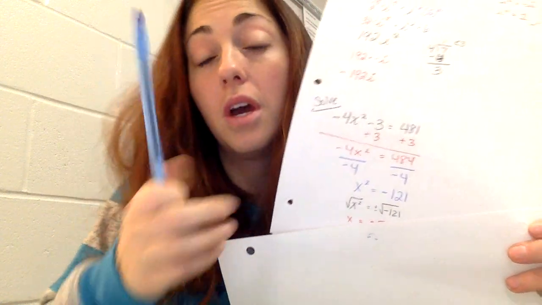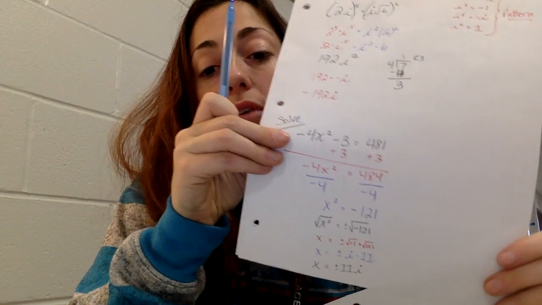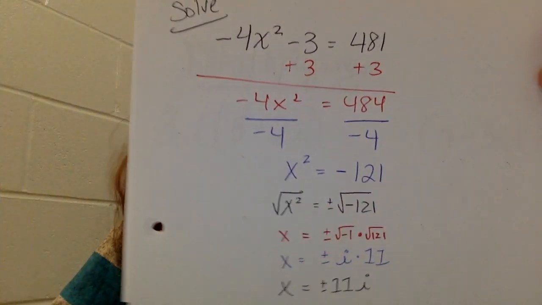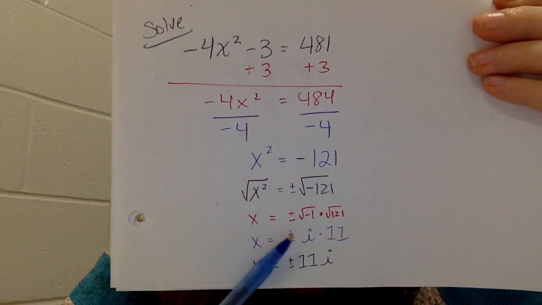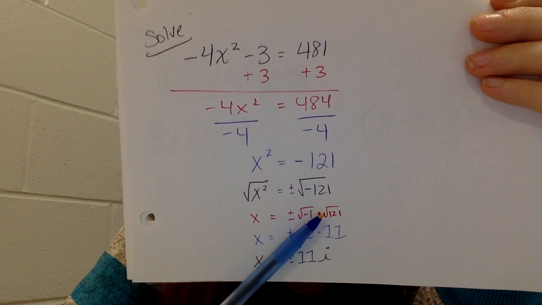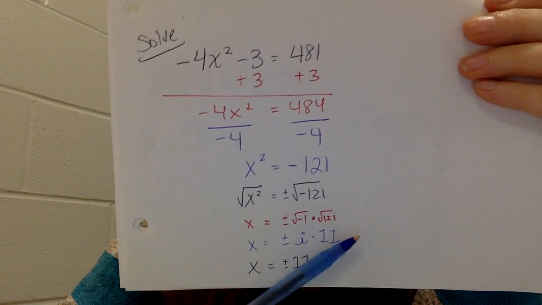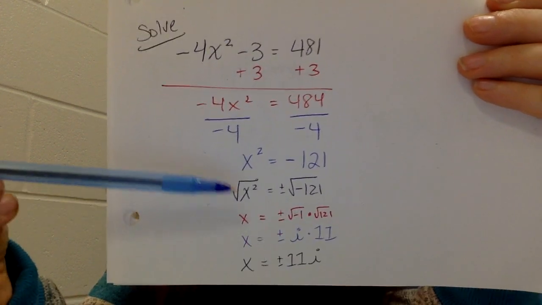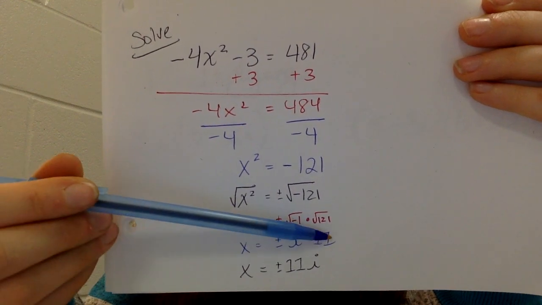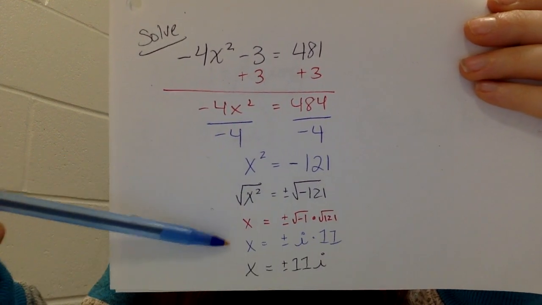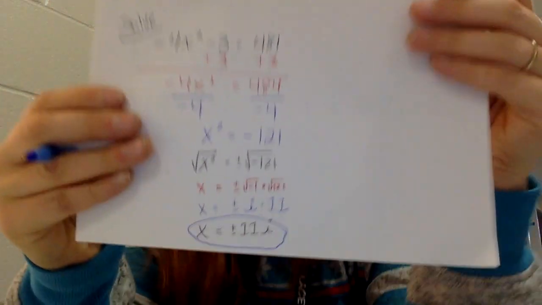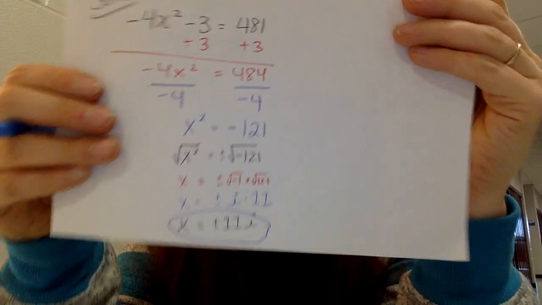And then, hey, we have to break it down just like we've already done, right? So you look at the square root of negative 1 times the square root of 121, and then the square root of negative 1 is i, and the square root of 121 is 11. Put it in the right order, and x equals positive or negative 11i. All right, that's what we've learned so far. Awesome.